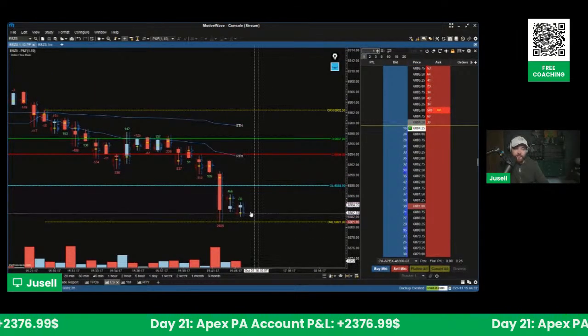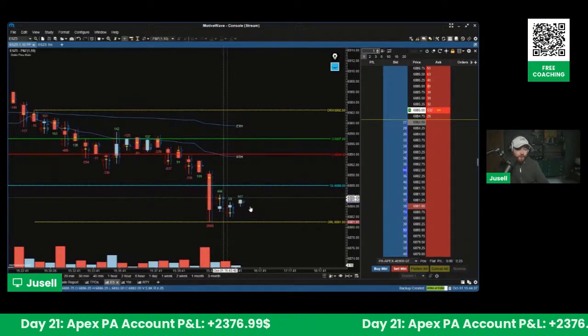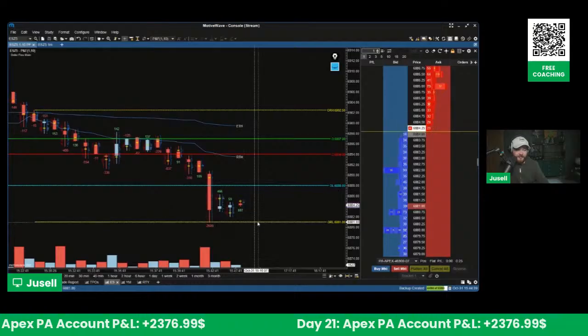For example, right now we have the buyers jumping in, so there's a clear battle between the buyers and sellers. Right now we are seeing some strong buying delta at these specific prices.